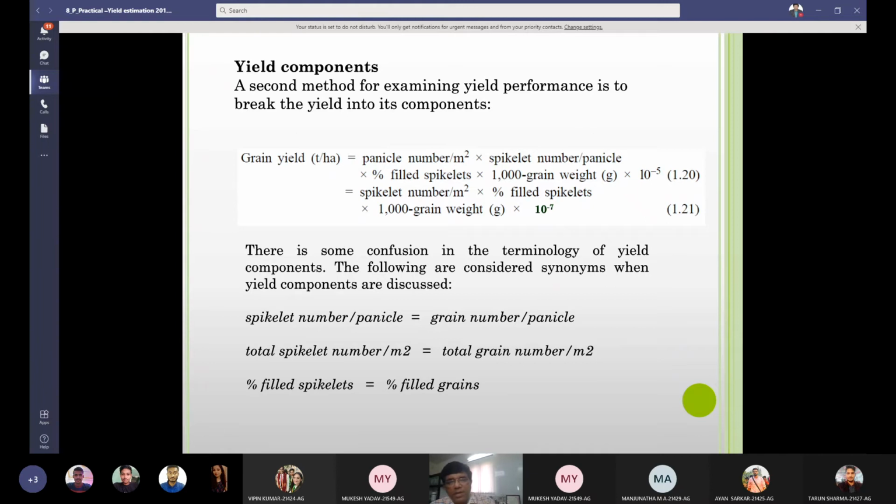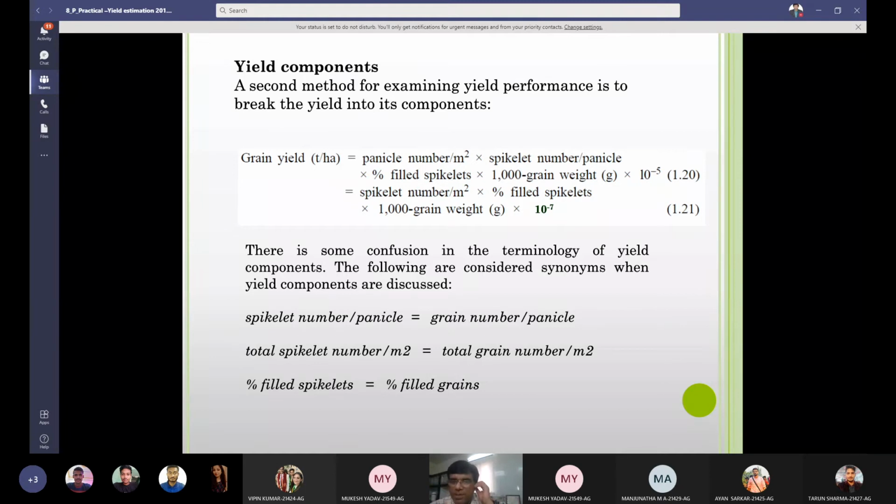For example, you are reporting the yield in tons per hectare, but your data are in grams per meter square. So to convert them to tons per hectare, you need to multiply by the factor 10 to the power minus 7. You need to remember it, or otherwise if you do not remember it, you can do the calculation by conversion.